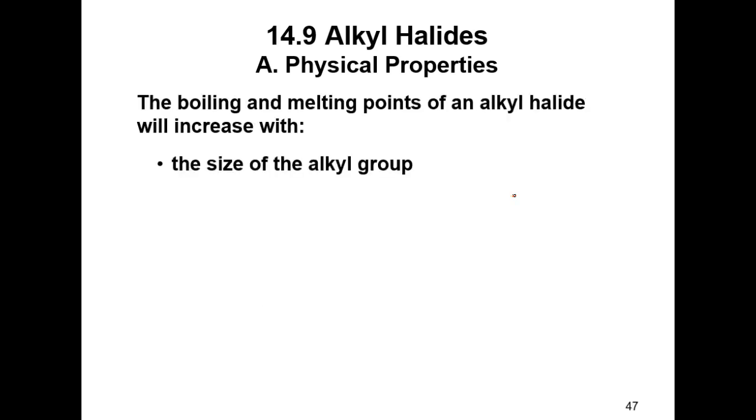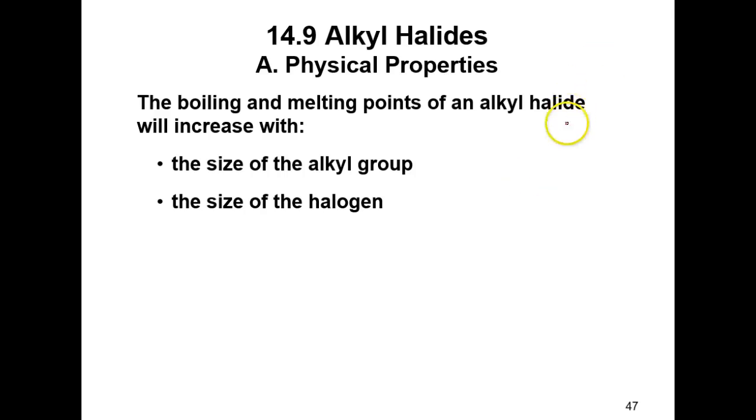All right, so what affects the boiling and melting point? Obviously, it's the size of the alkyl group. The larger the molecule, the higher the boiling point and melting point. Also, the halogen. Iodine is a gigantic molecule compared to fluorine. So things with iodine and bromine on them usually have much higher melting and boiling points. In fact, iodine itself is actually a solid. Bromine is a liquid. Chlorine and fluorine are gases.